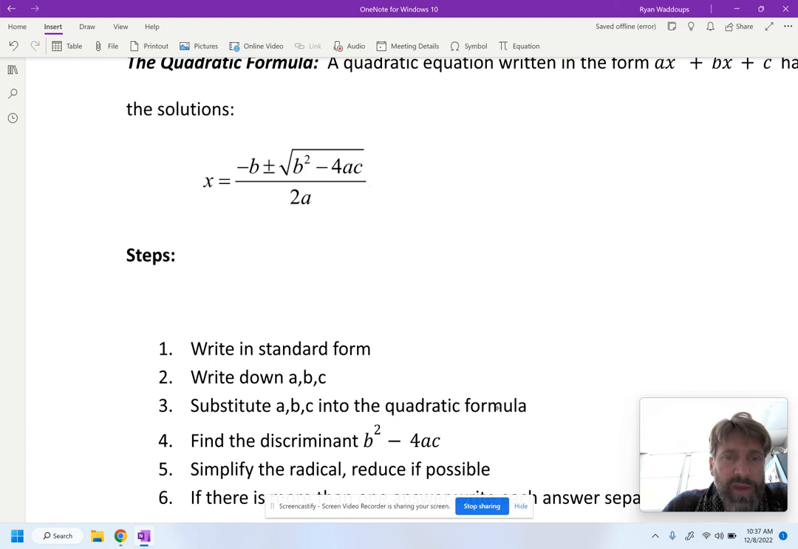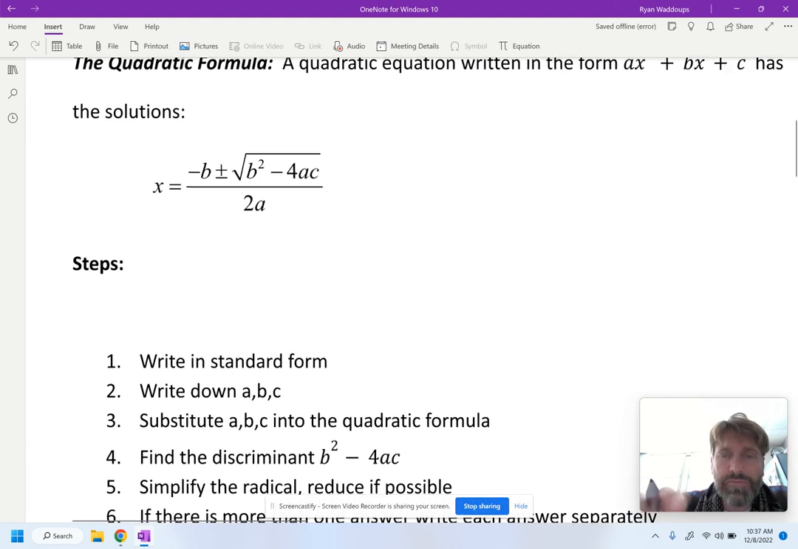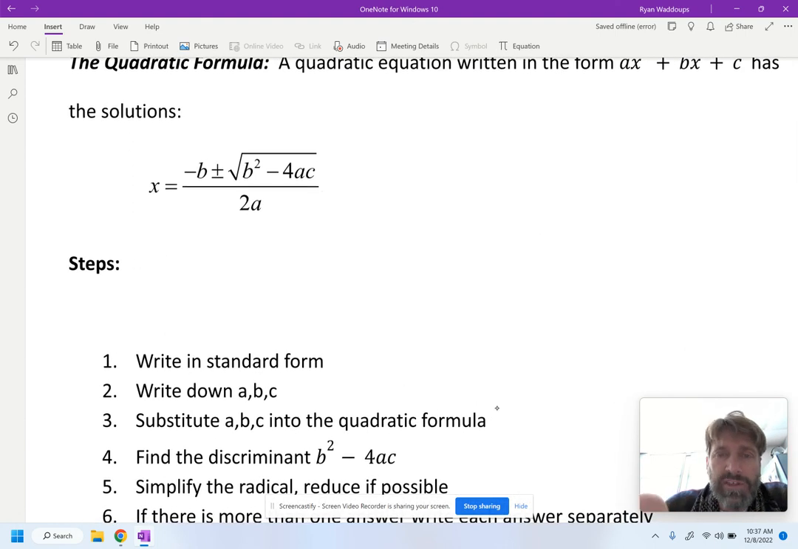X equals negative b plus or minus the square root of b squared minus 4ac all over 2a, and the b squared minus 4ac is the discriminant that we talked about. It has two solutions because of that plus or minus in the middle. There's a plus value and a minus value, and it gives you two solutions. So just a real quick review here.